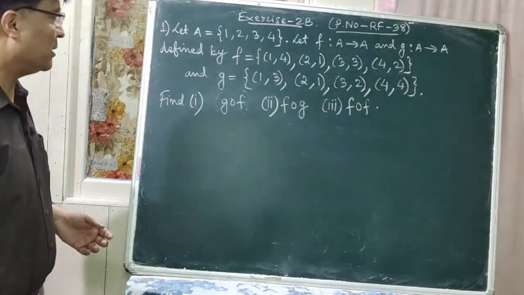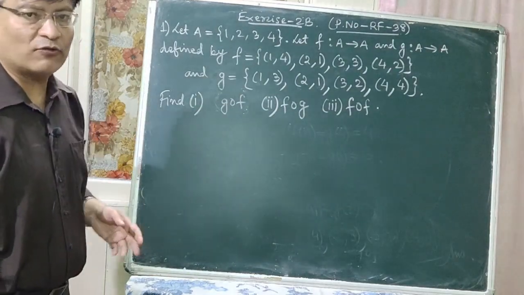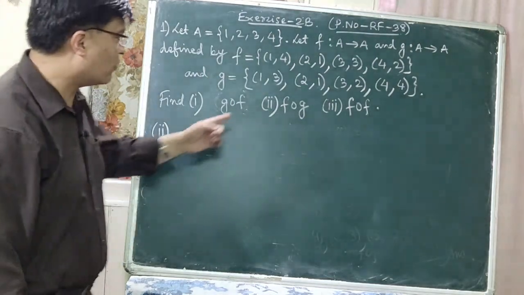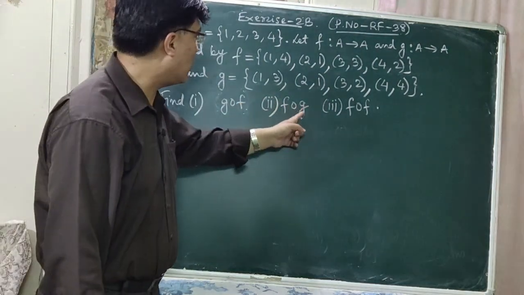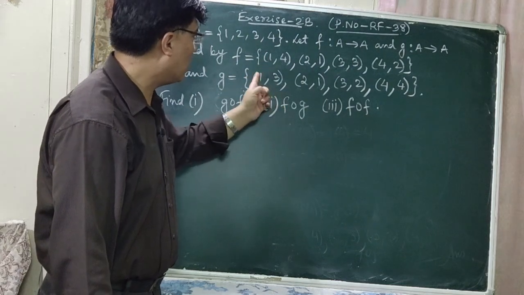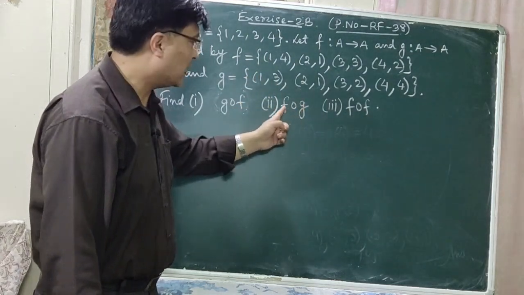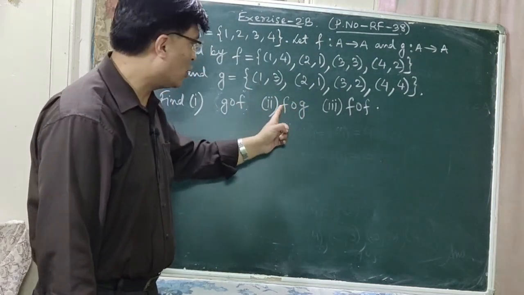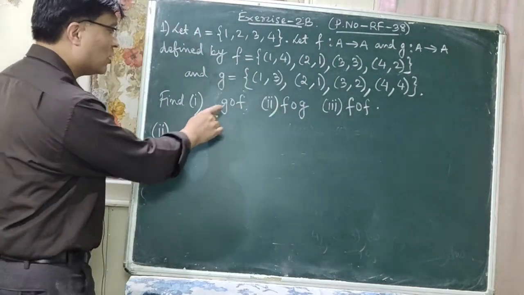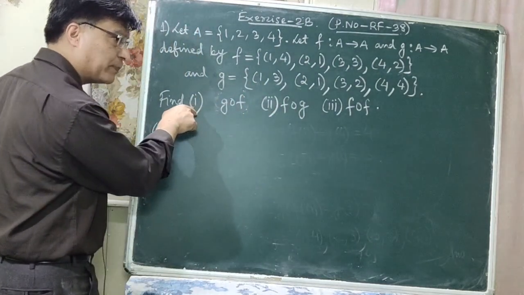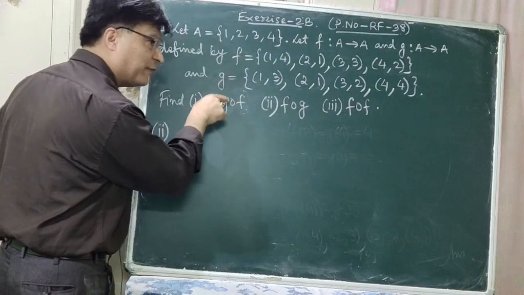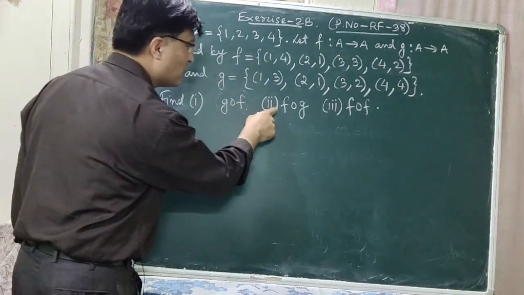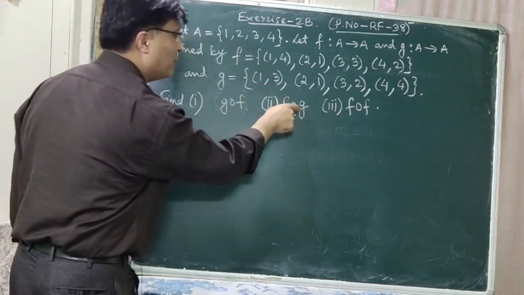So now, similarly, you can do this question number 2. You can find out FOG, right? So let us find out FOG. In order to find out FOG, you have to find out FOG of this one. G is there, isn't it? That is, domain of FOG will be equal to domain of G. In this case, domain of GOF was domain of F. And for this FOG, domain of FOG is equal to domain of G.